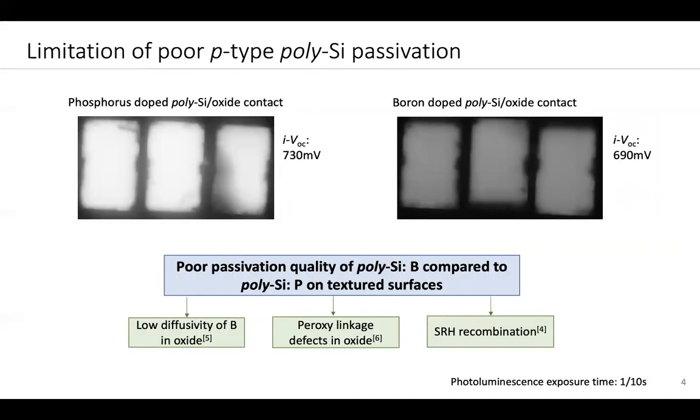So this cell has been reported to reach an efficiency above 25%, but one of the bottlenecks of preventing it from reaching even higher efficiencies is the poor p-type contact as shown in these photoluminescent images. So the boron-doped polysilicon contacts appear darker, which means a low passivation quality. And the reason behind this is still debatable in the field, but can be generally attributed to the following three possibilities. The low diffusivity of boron in the oxide, which will cause boron pile-up issue, the peroxy linkage defects, and the Shockley-Read recombination. So the question is, how can we improve the p-type polysilicon contact?